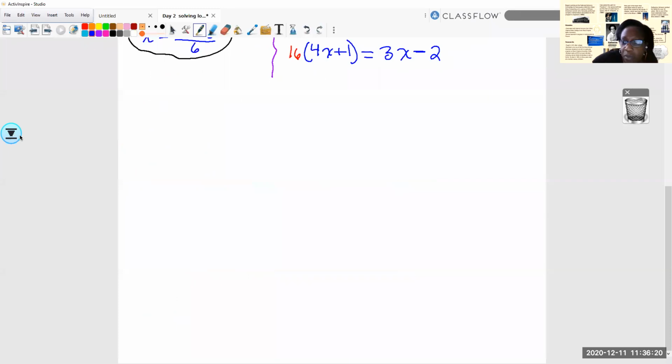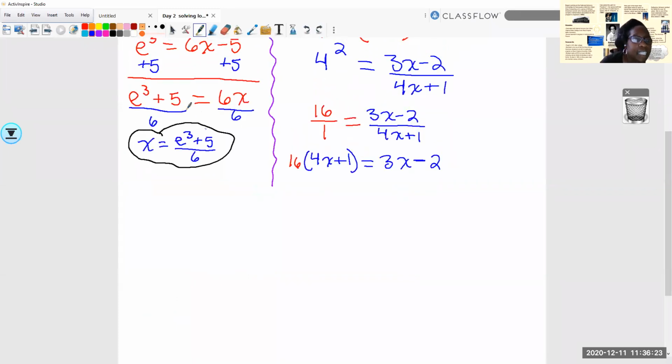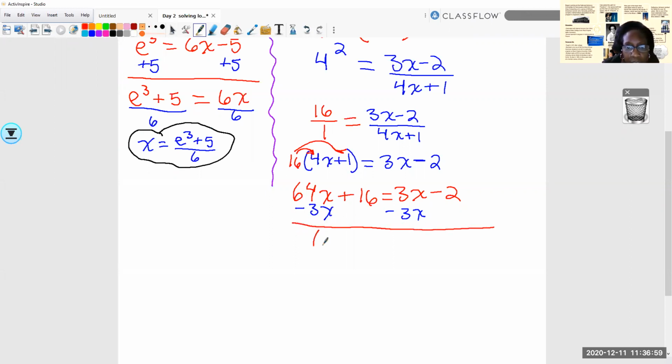Multiply. I had to do this in my head because we're trying to not use calculators. 4 times 6 is 24, 32, 4 plus the 2 is 64, plus 16. Algebra 1: combine like terms. Same on opposite sides, you do the opposite. I believe it's 61x plus 16 equals negative 2.